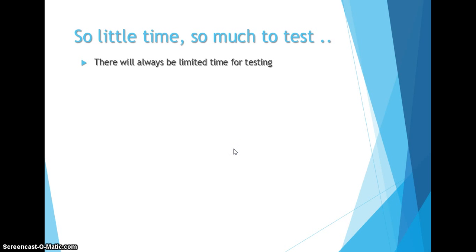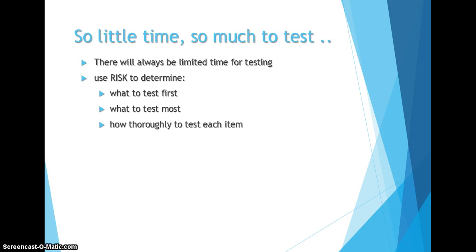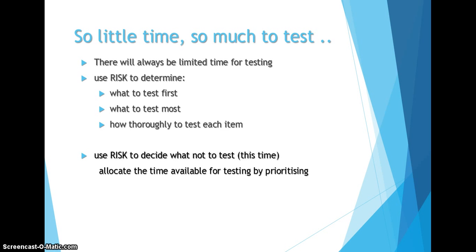In testing we always have a limited amount to test, right? And you have to use risk to determine what you want to test, what is the most important, and how thoroughly to test. And thereafter you also have to decide what not to test, right? And allocate the time which you have to the amount of testing which you need to do. And you do that by prioritizing what functionalities you're going to test at this point of time.